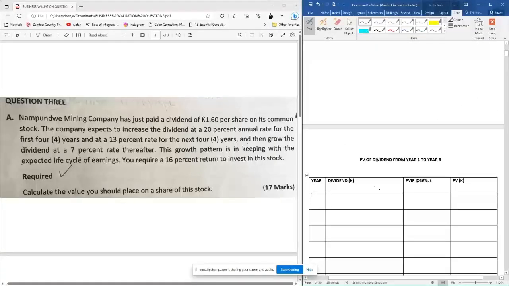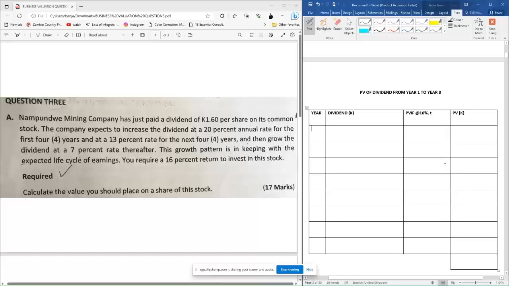So we need to find the present value of the dividend from year 1 all the way to year 8. So to begin doing that, we're going to have year 1 here, year 2, year 3, year 4, year 5, year 6, year 7, and year 8. So we have our years there. And then in year 1, we know that currently the dividend is what? 1 kwacha 16 gwe, as we've been given in the question. So we're going to have our 1 kwacha 16 gwe here. But then we want to know the rate at which it's growing. And we know the rate it's growing at is 20%.